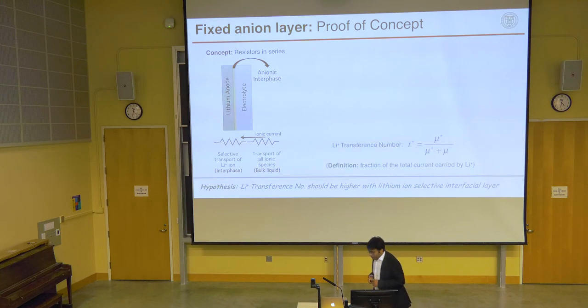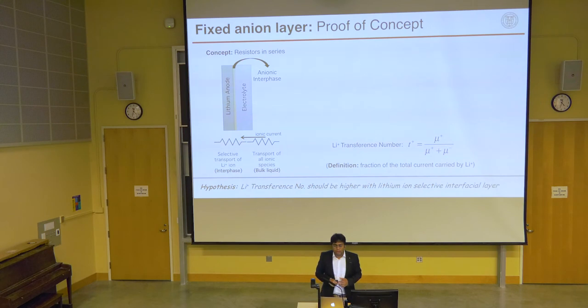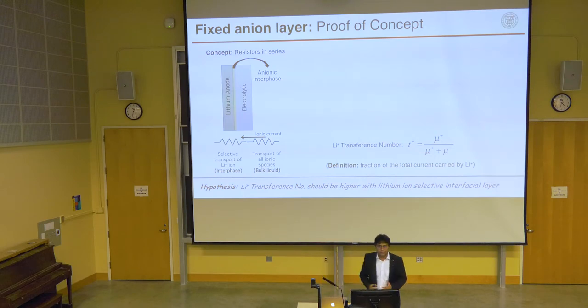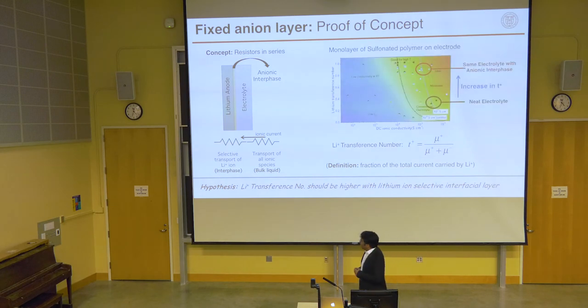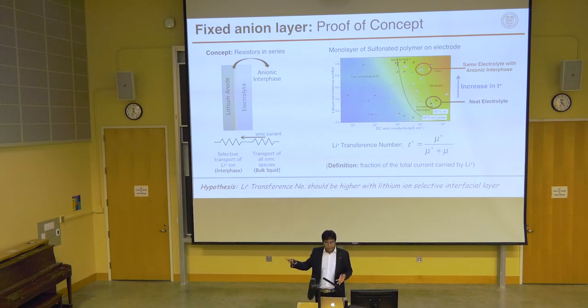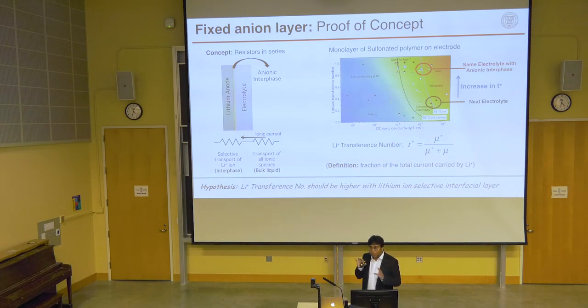So if this is right, then this can be proved using a concept called the transference number. The transference number is defined as the ratio of the current carried by the cations divided by the total current shown here. So if we have an anionic interface on the electrode, then the transference number should go to a very high value, because remember these are like two resistors in series. One resistor is in the interface and the second is in the bulk.